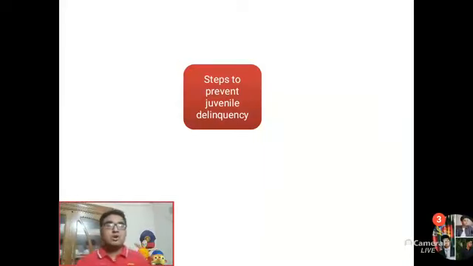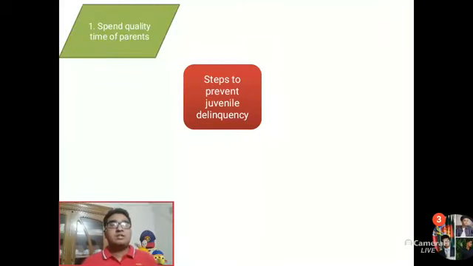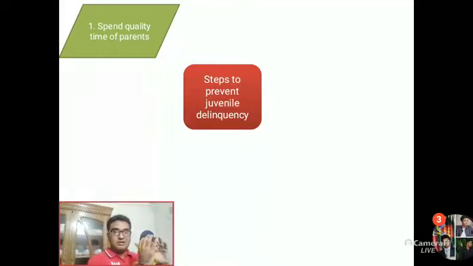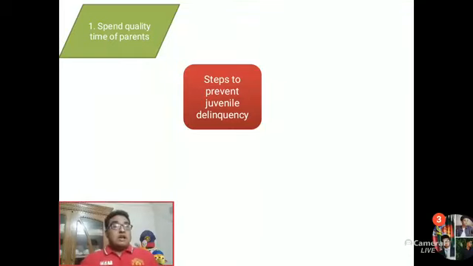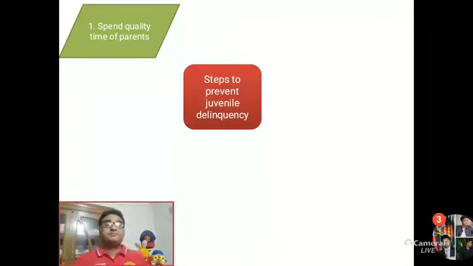Now I'm going to talk about the steps to prevent juvenile delinquency. First of all, spend quality time, basically parents with their sons and daughters. So parents have to spend quality time with their sons and daughters, and they will look after everything about their sons and daughters.